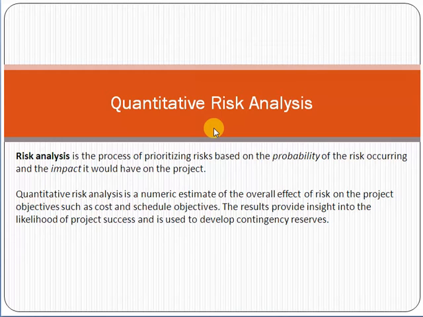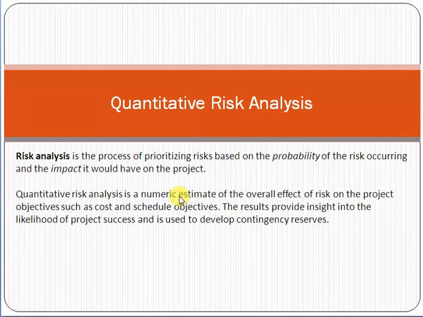Now, quantitative risk analysis. Friends, if you understand the concept of risk, now what is risk analysis? Risk analysis is the process of prioritizing risk based on the probability of the risk occurring and the impact it would have on the project. If you can understand risk, you can now easily understand risk analysis as well. Risk analysis is basically based on two parameters, probability and impact. We prioritize the risk.